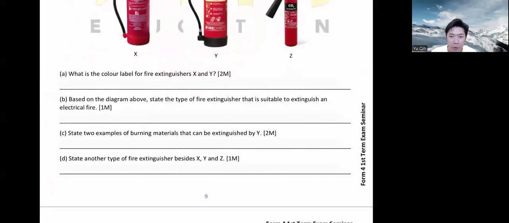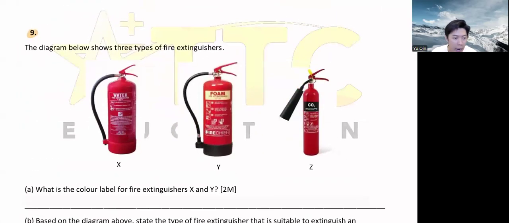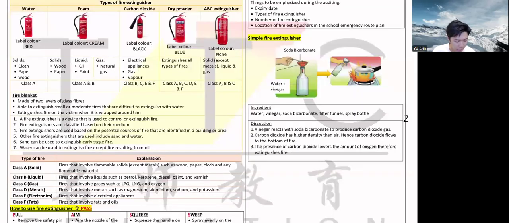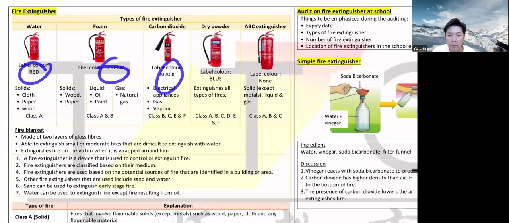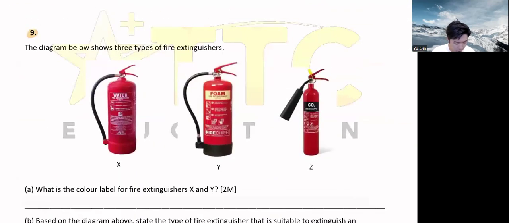So I think I'm going to do number 9. Question 9, page 9. Okay, so label the color of the extinguisher. So yeah, you need to remember the color. So water is red color. By the way, the colors are here. So it's red, cream, and black. So you can do like X, Y, Z like that. Then you can label. Okay.